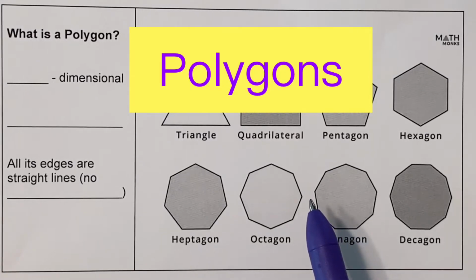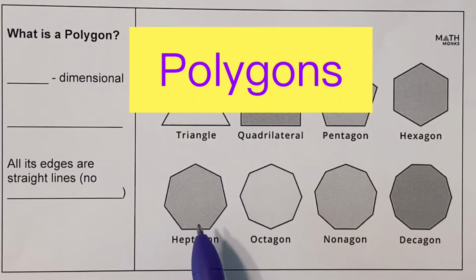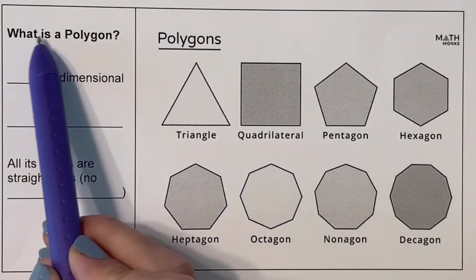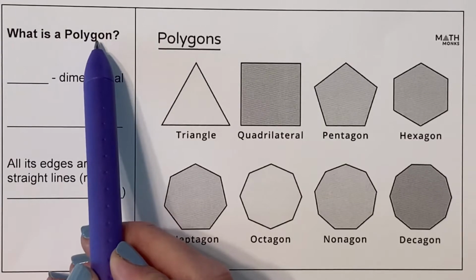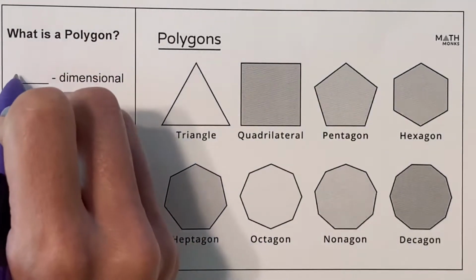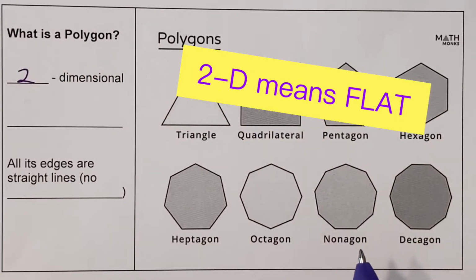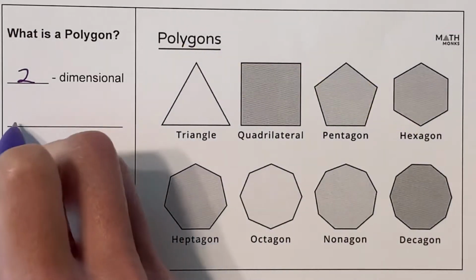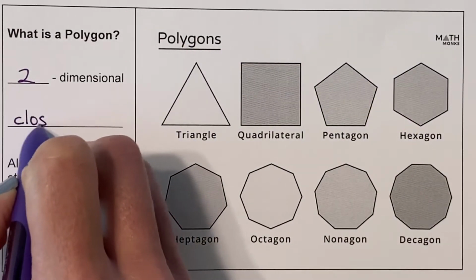Let's talk about polygons. There's lots of vocab, so let's quickly go over what all of these words mean so we're all speaking the same language. What is exactly a polygon? Well, the first thing is it is a two-dimensional shape. The second thing is it is a closed shape.